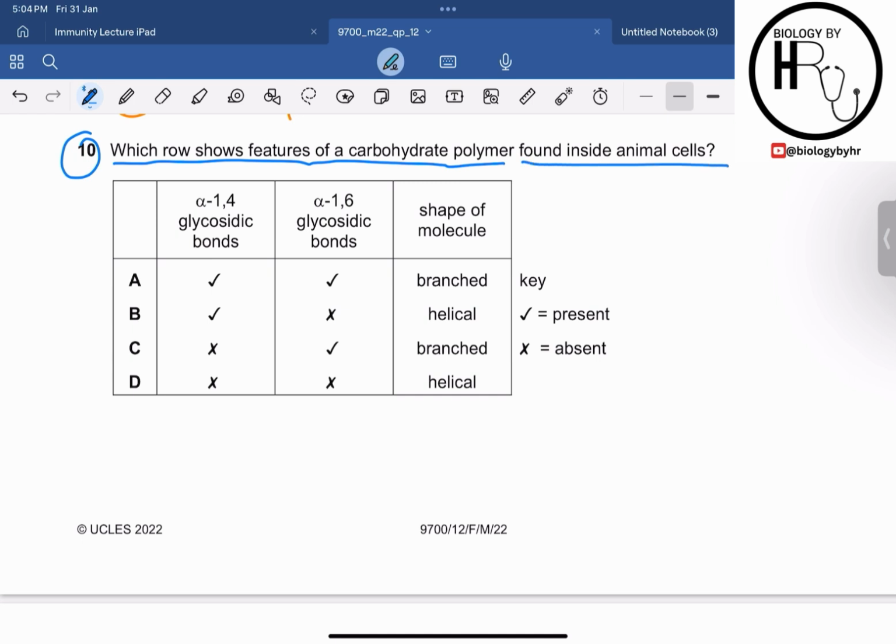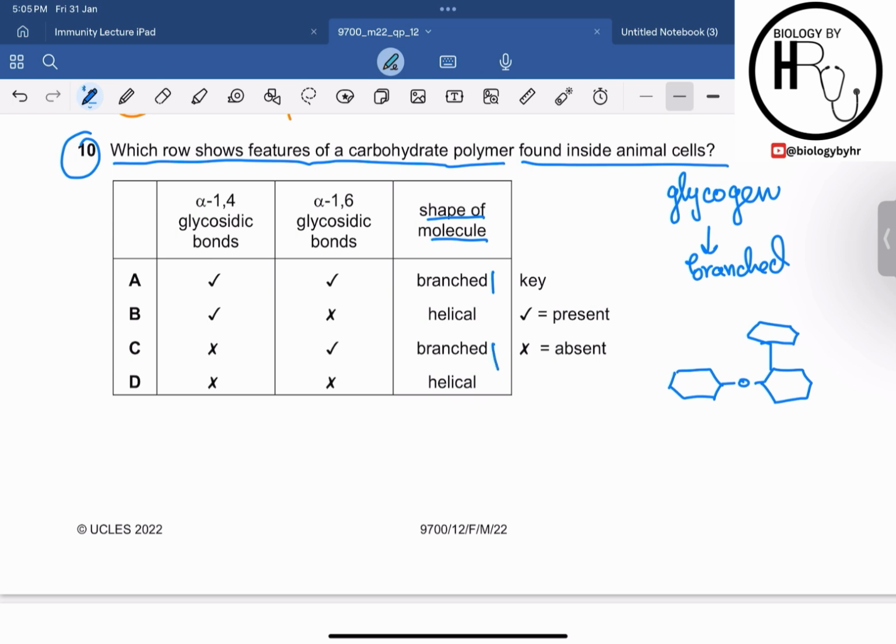So we know that the carbohydrate polymer in the animal cells is the most popular one, glycogen, right? And we know that glycogen is a branched structure. What does its structure look like? If I just draw a rough diagram, it somewhat looks like this, right? And as it is a branched structure, it also has a branch. Somewhat like this is the structure of glycogen. So they are saying the shape of the molecule, we know that the shape of glycogen is branched and it is more branched than starch.